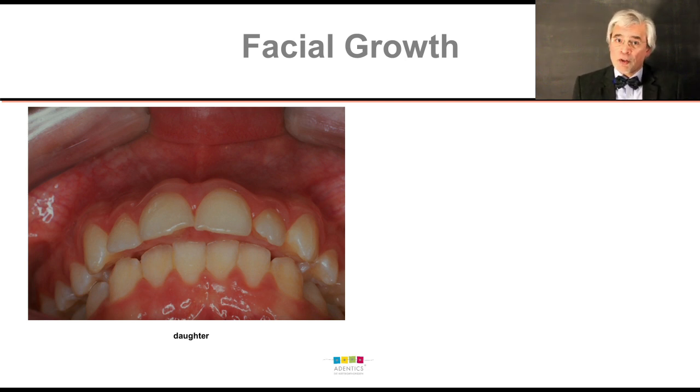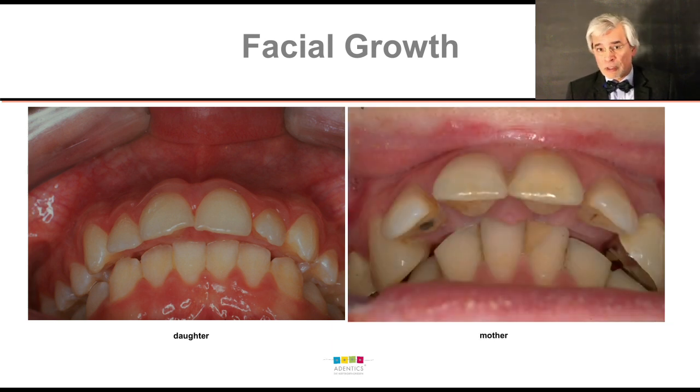If the lower jaw stays too short, the front teeth do not come together properly. It gets worse and worse, as you can see here. The daughter on the left and the mother on the right. The mother was not treated at the appropriate time, and now her lower teeth are biting into the gums behind her upper teeth.